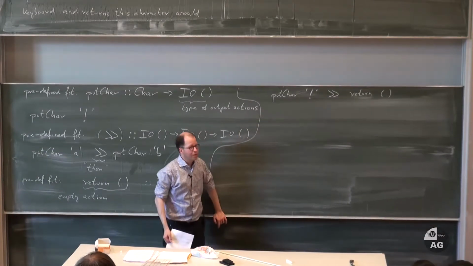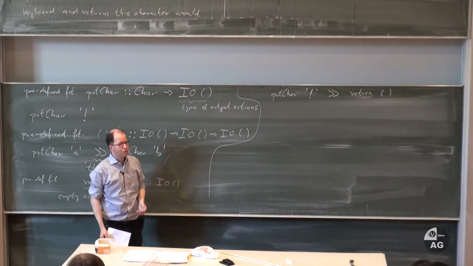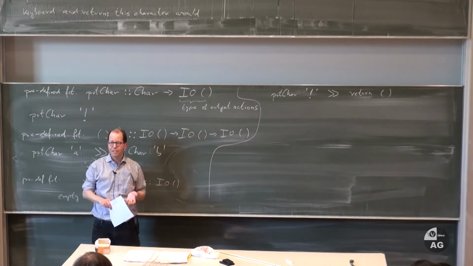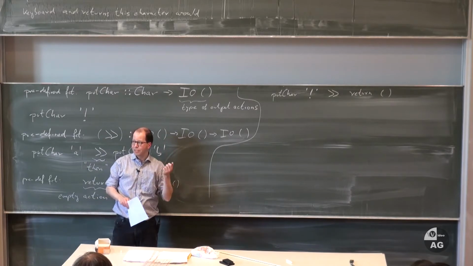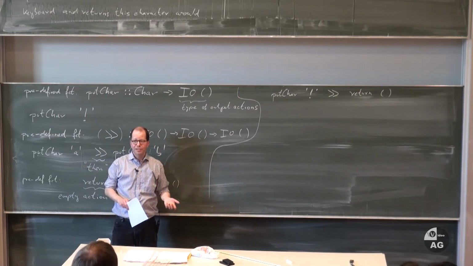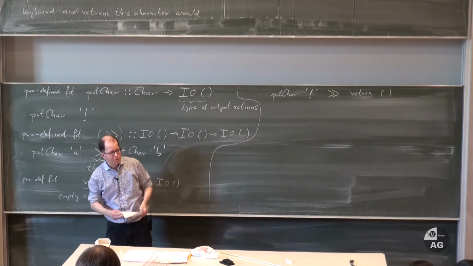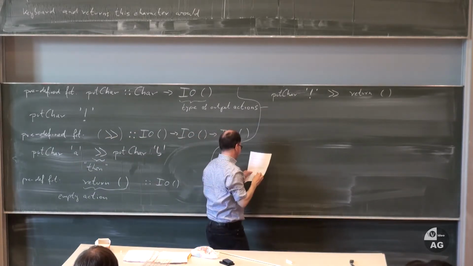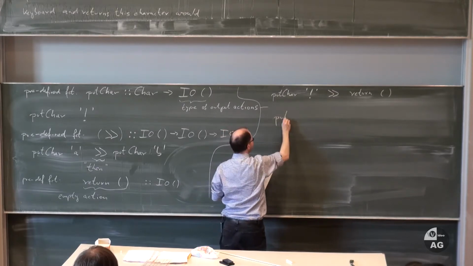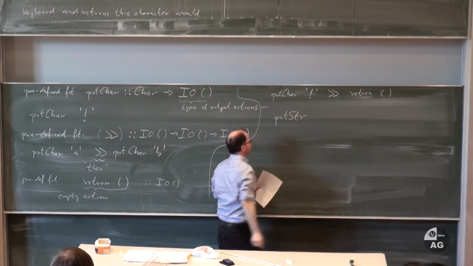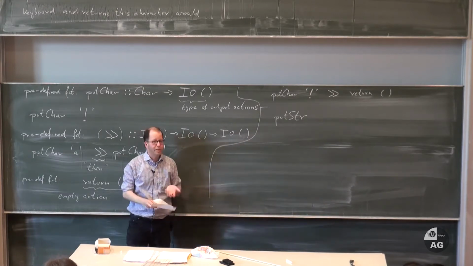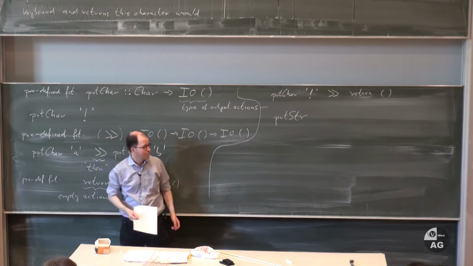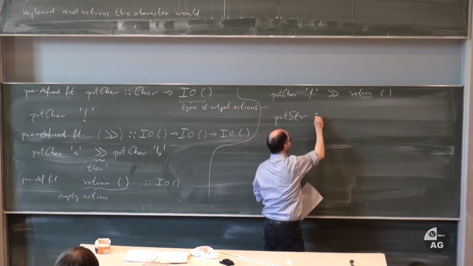OK, so now let's write a more sophisticated output algorithm, put string. So the idea is not put character, where you put a single character on the screen, but put string should print a whole string on the screen. This is predefined in Haskell, but if it weren't predefined, we could define it ourselves. So the goal is now, let's write a function putString. And the goal is that putString should take a string as input and print it on the screen. How would you do it? So what's the type of putString?